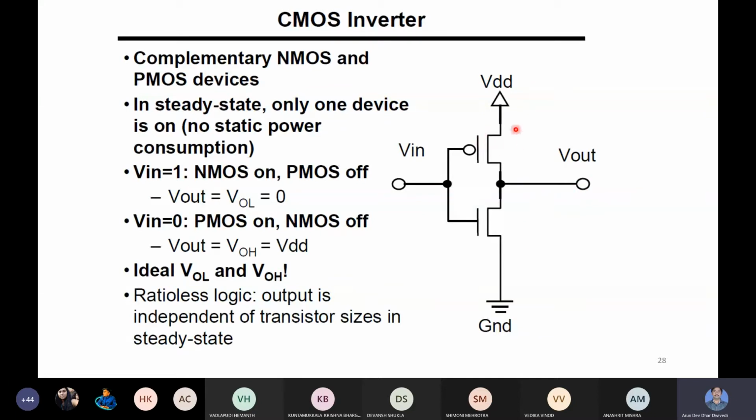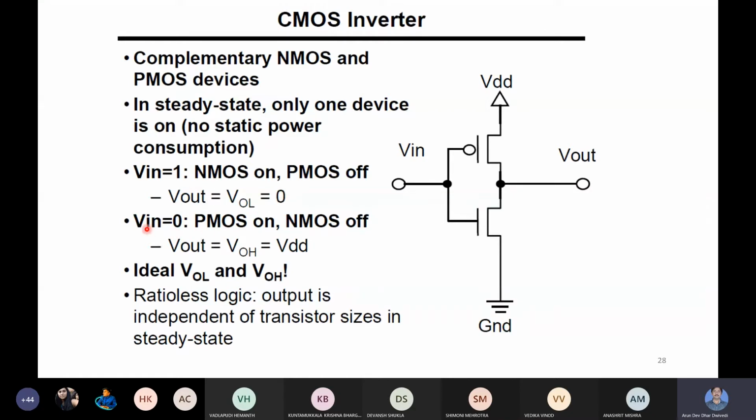And since this PMOS is off, it is not connected to VDD, so the output is not getting any path to connect with VDD. So in this case, what is happening? Vout is generally 0. It is a CMOS inverter, so Vout is equal to VOL, the output low voltage. Whatever magnitude the output has when it is low is denoted by VOL, output low. And in this case, output low is exactly 0.